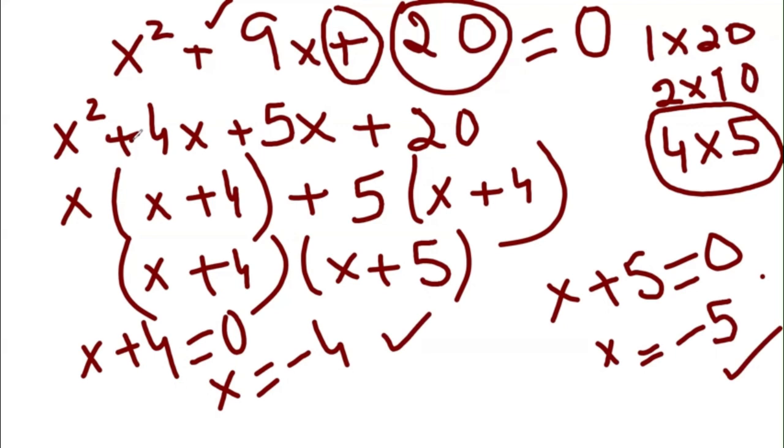How to verify? How to check your answer? You have to substitute x equals -4 in the given question here, and you have to substitute x equals -5 in the given question, x squared plus 9x plus 20, and you will get 0, right? So this is what you do when you verify, when you check your answer yourself. Let's take another question. In the next question, I will verify.